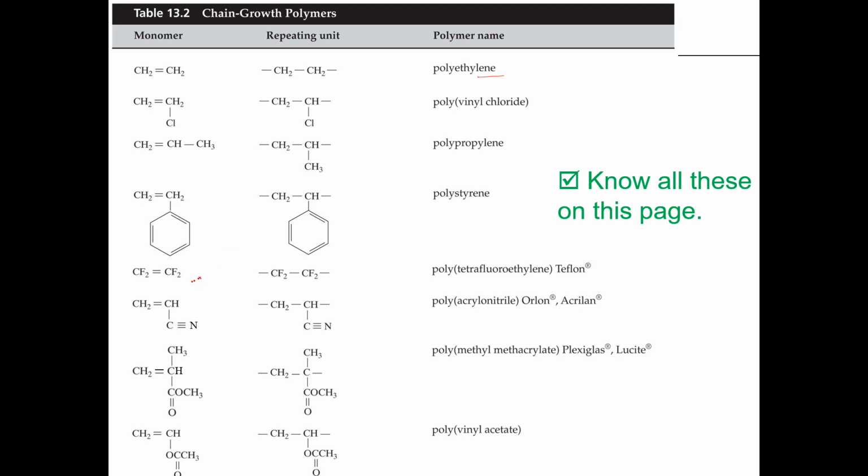One of the most inert polymers is Teflon. That's the brand name, the trademark name here. But the chemical name is polytetrafluoroethylene. So this is tetrafluoroethylene, and that's polytetrafluoroethylene.